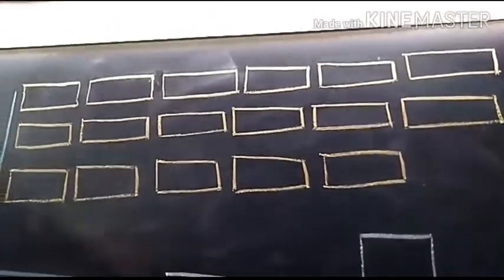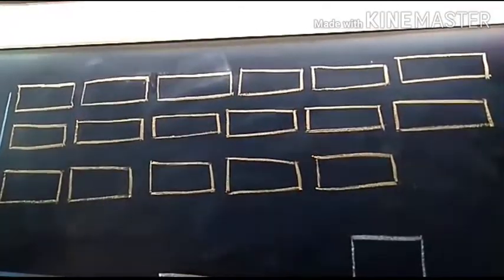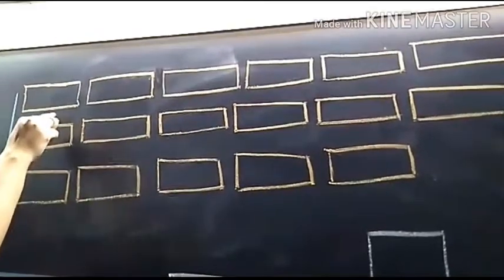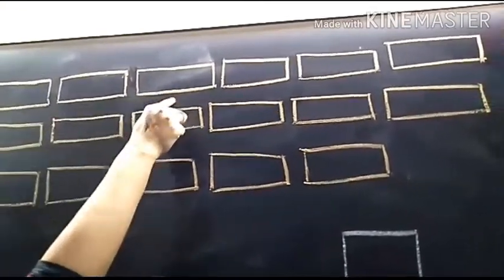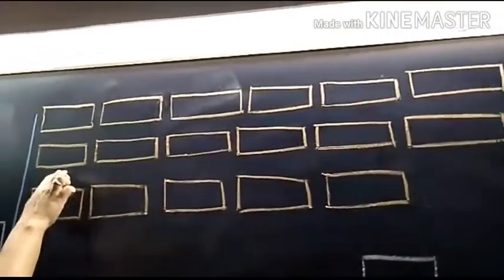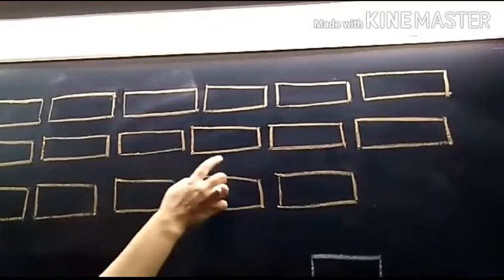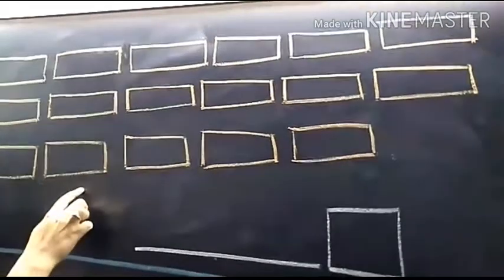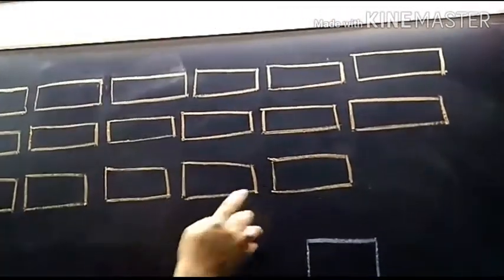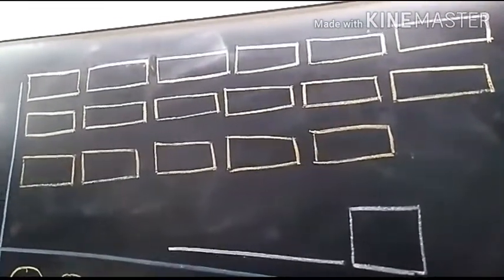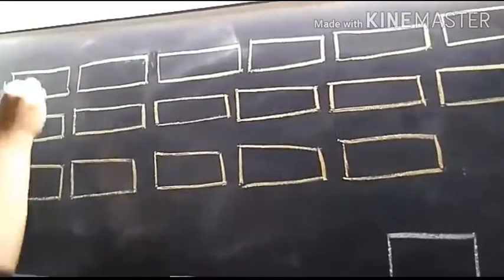Okay, now you can see here are some bricks. Come on, let's start counting all these bricks. 1, 2, 3, 4, 5, 6, 7, 8, 9, 10, 11, 12, 13, 14, 15, 16, 17. Okay. Now we all will start counting again, but we will do it together, okay? Come on, let's start counting.